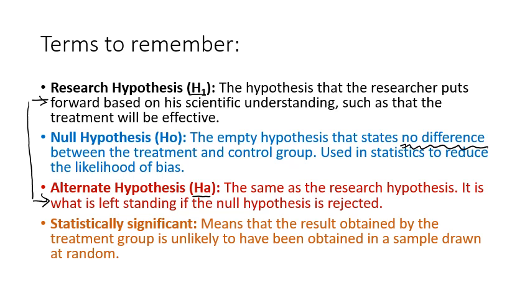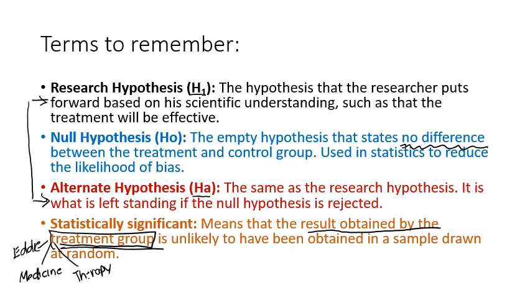And then statistically significant is the last term, and it just means that the result obtained by the treatment group is unlikely to have been obtained in a sample drawn at random. And the treatment group could be Eddie with his special vitamin. It could be people taking a particular medicine or going through a particular type of therapy. That's what we mean by the treatment group. And when we say it wasn't likely to be obtained in a sample drawn at random, it means what are the odds that someone would get this score based on what we knew about the population.